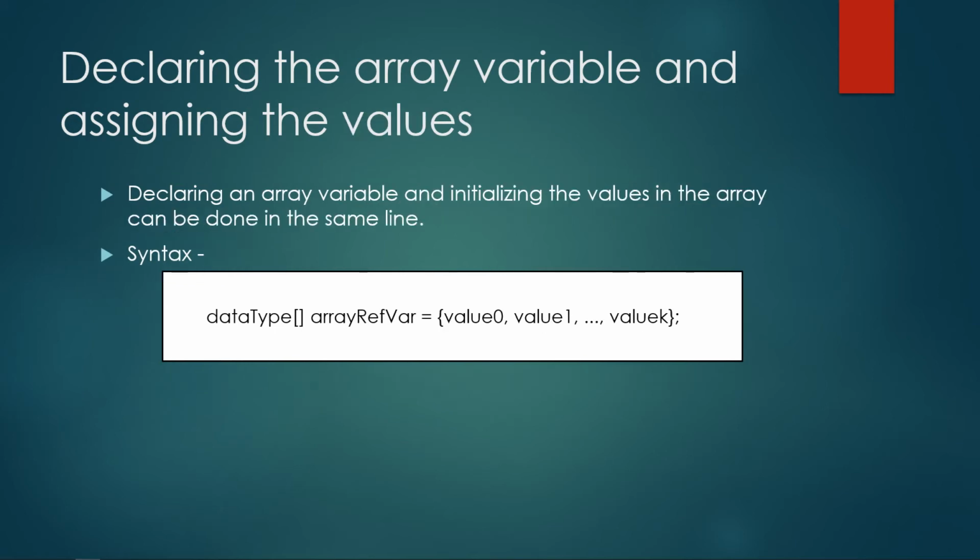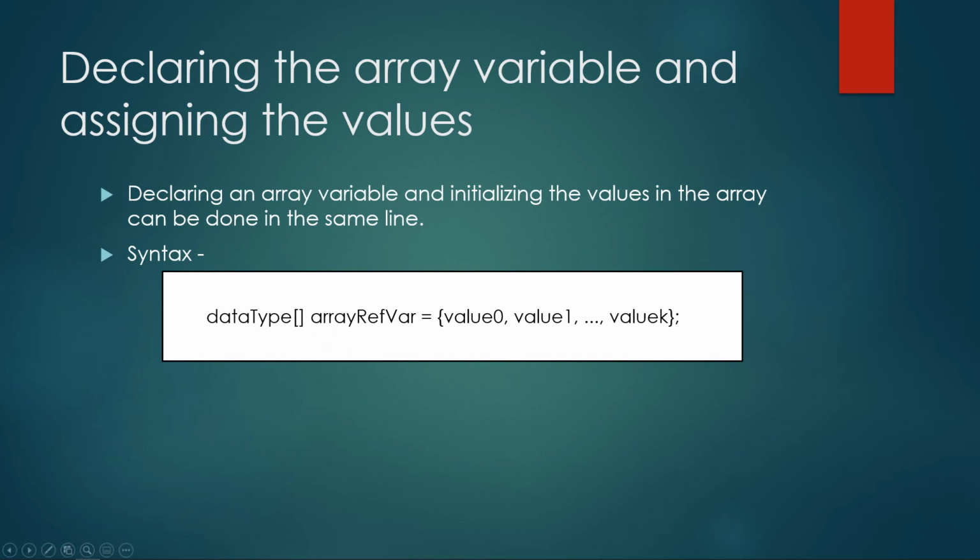We can also declare the array variable and assign the values in the same line. So, what happens here is again we declare the array reference variable and we declare the data type and so on, and instead of saying new data type and the size, we just straight away give the values. Java will automatically recognize the data type and the size of the array. This way the array already has all the values. We don't have to separately assign the values one by one.